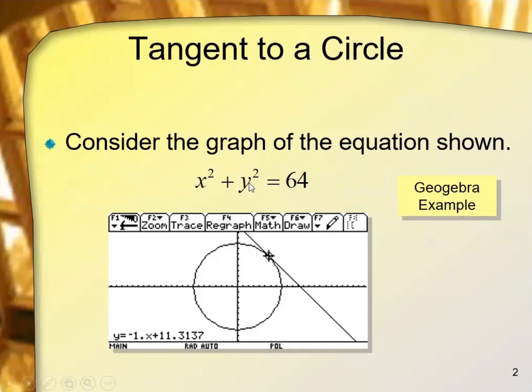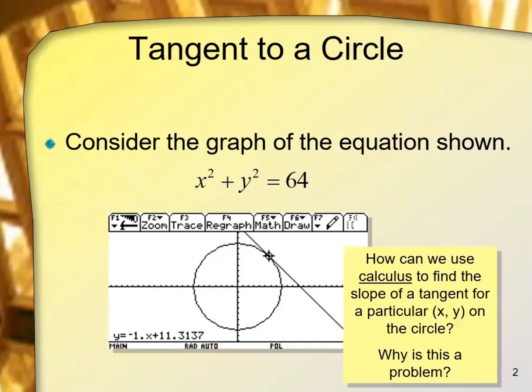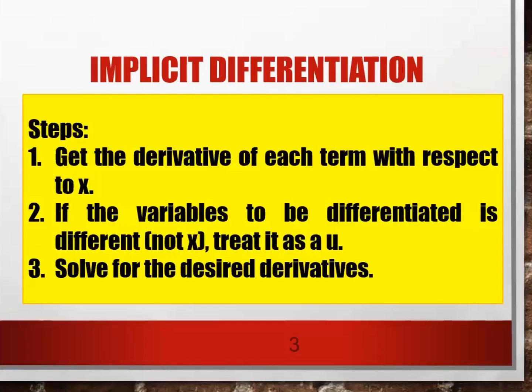If we have two variables involved here, you're going to apply the higher order derivative, specifically the implicit differentiation. So how can we use calculus to find the slope of the tangent line for a particular x and y on the circle? So we're going to apply implicit differentiation. What are the steps here?